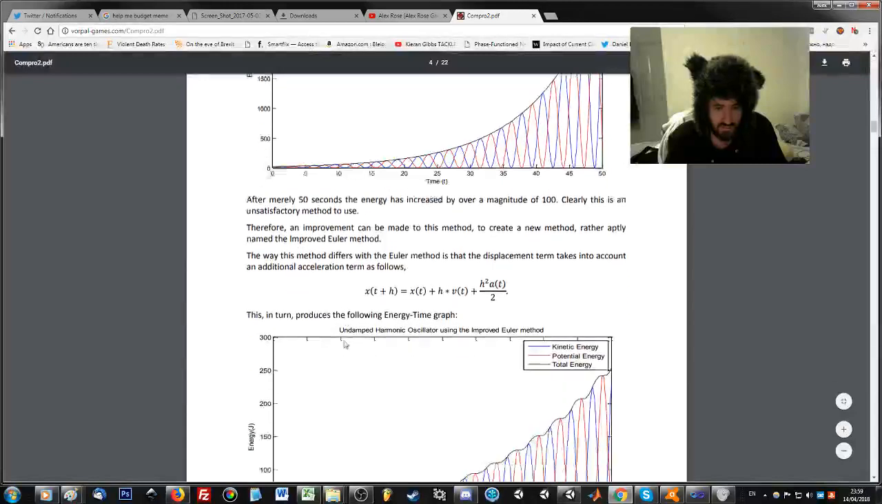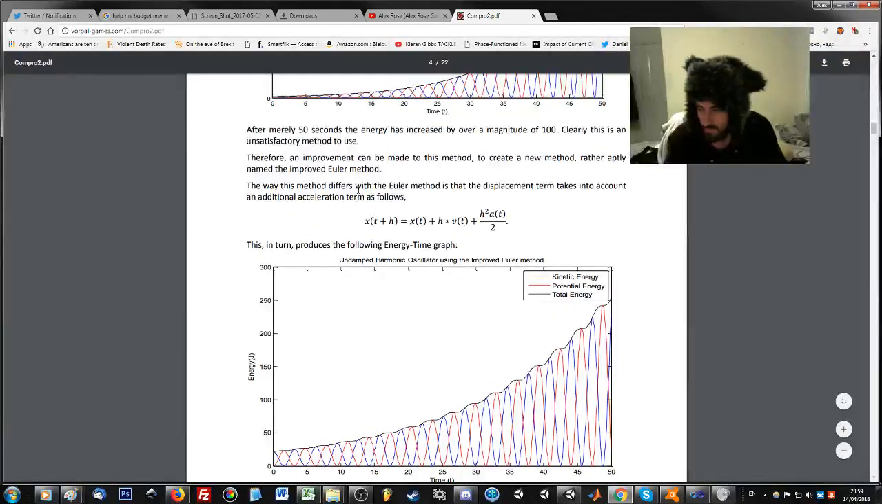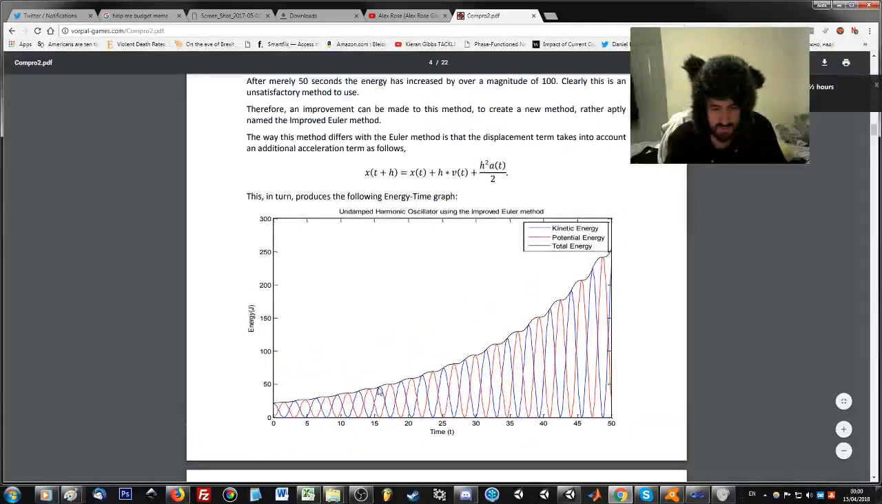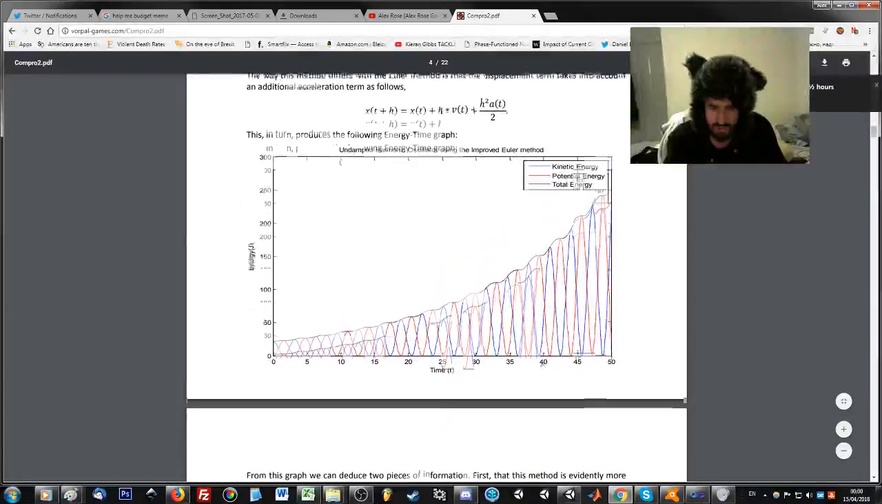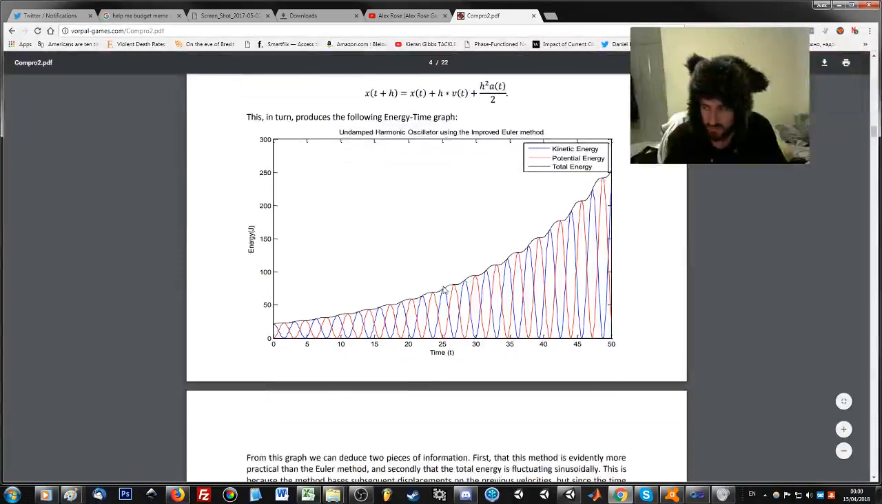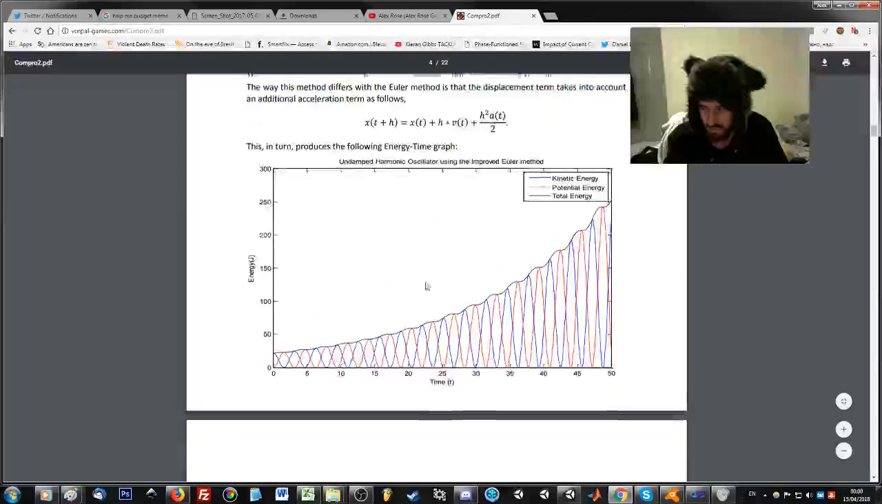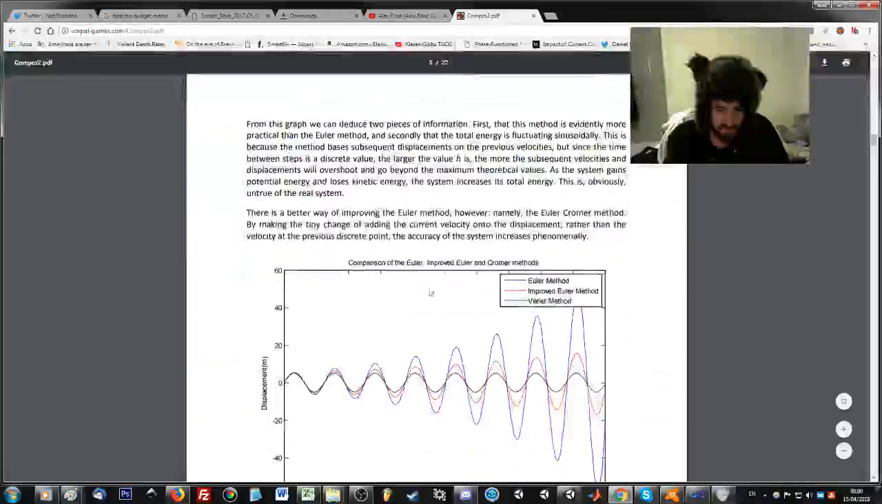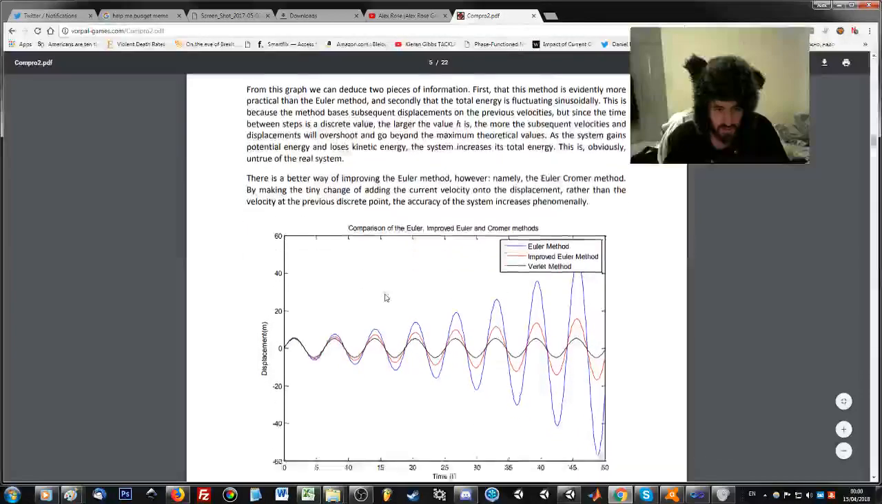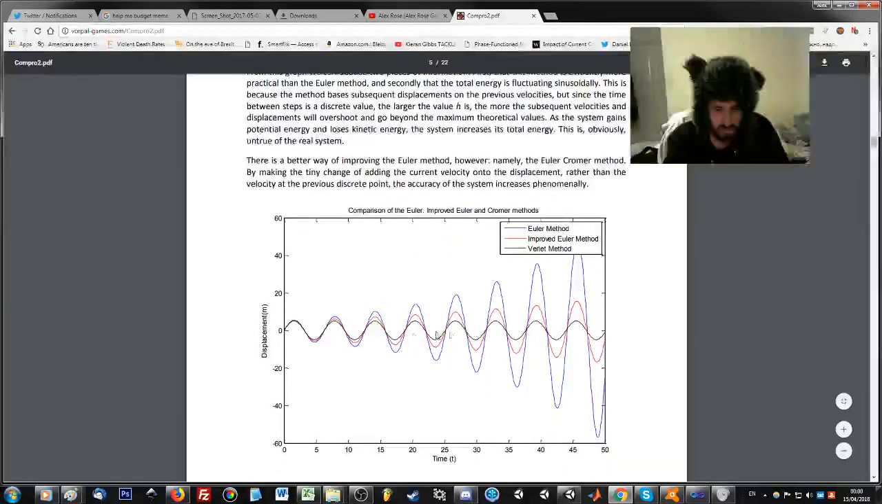So a way to fix that: there's this other method, the improved Euler method, and that does this. It's slightly better, but it kind of is weird. I would never recommend using that, but it's just a different way of iterating. You could implement this in Unity if you wanted, but rigid bodies don't use that, they use the Euler method. And then you've got the Verlet method as well, which is this red one here.